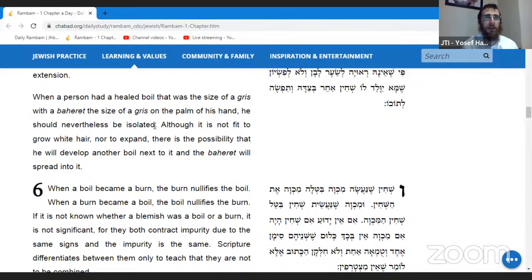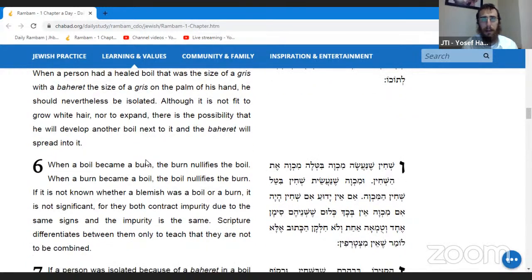Say, no, he should still quarantine. Why? Although it is not fit to grow white hair or to expand, there's the possibility that he will develop another boil next to this one. And once it's the same type of wound, even if it's two boils, since they're both boils, the white spot would have the opportunity to extend into the second boil and make him impure.